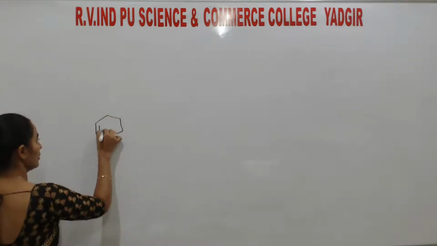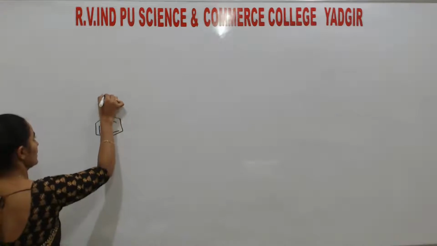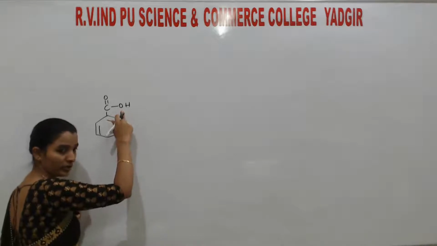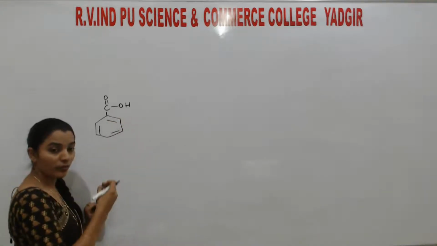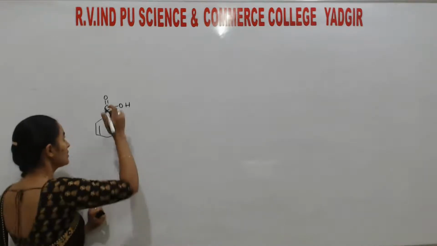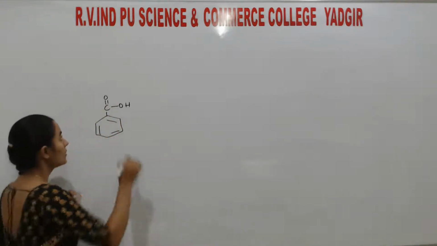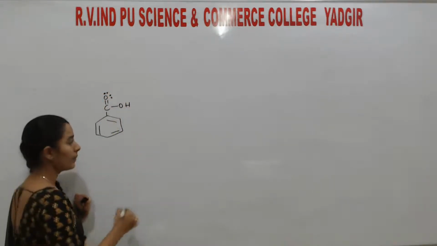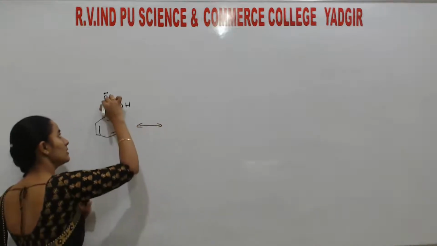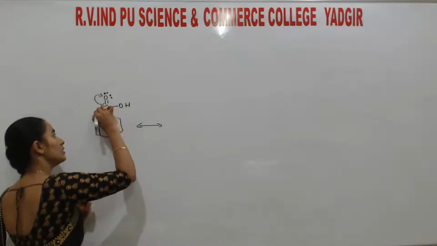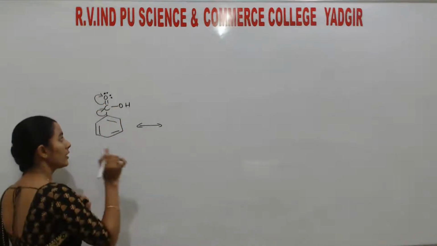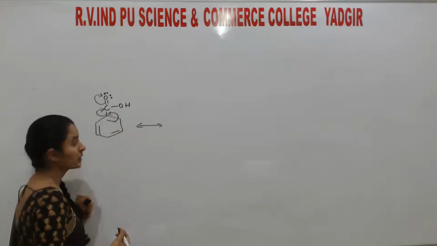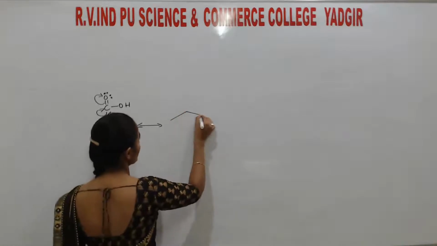To this benzene ring, a carboxylic acid group is attached. Remember, OH is there, oxygen. So this is also electron withdrawing, and at the same time a double bond is there. So students, if the lone pair electrons are like this, then what happens in the resonance? These electrons shift here, these electrons shift here. Then at the same time, these electrons shift here to increase electron density. So this is the benzene ring.